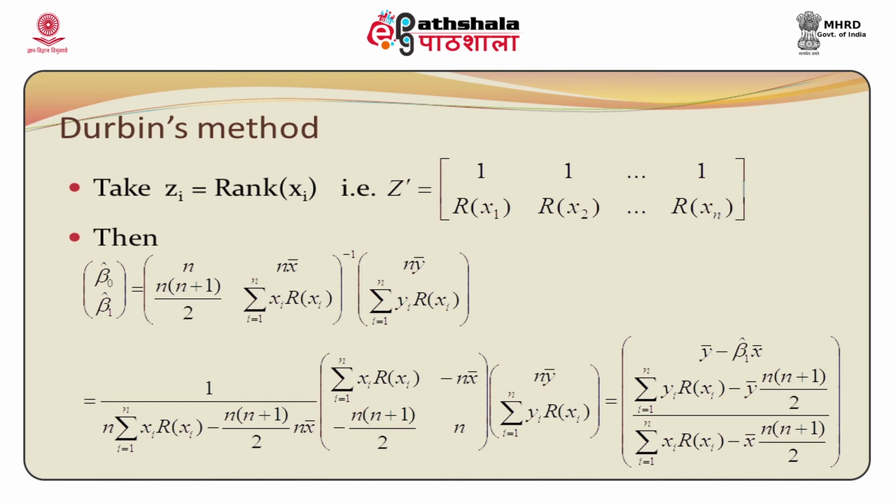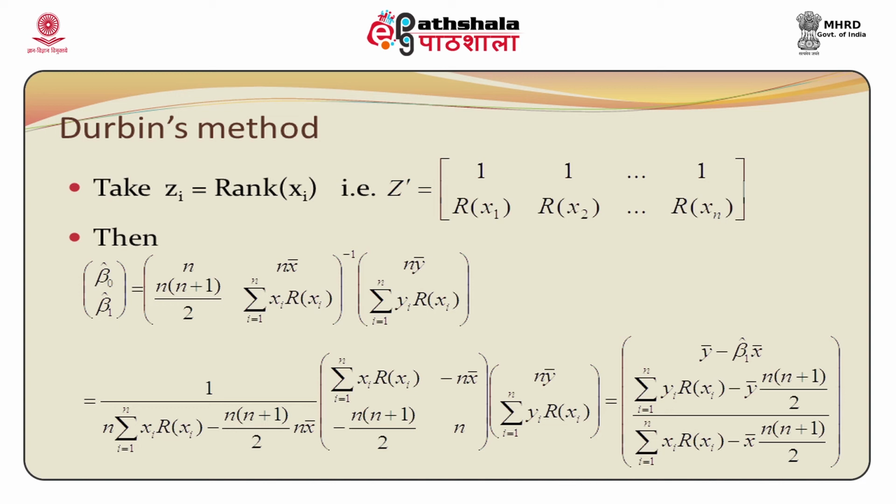The 2 1 cell, basically the second row of Z prime into X: the second row of Z prime is the ranks, so it has to be 1 to n, and X's first column is 1. So, the sum of the first n natural numbers will be n into n plus 1 by 2. And the 2 2 element, you have the ranks and the xi's corresponding to each other, so it will be the sum of xi into rank of xi. This 2 by 2 matrix into the vector beta naught, beta 1 is equal to, similarly for the y's, n y bar, and the second element is the summation of yi into rank of xi.